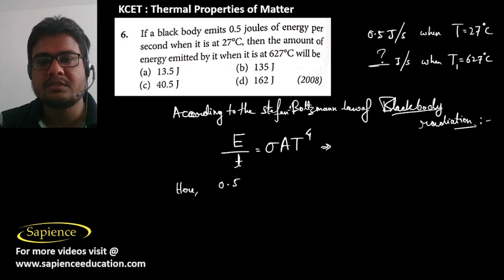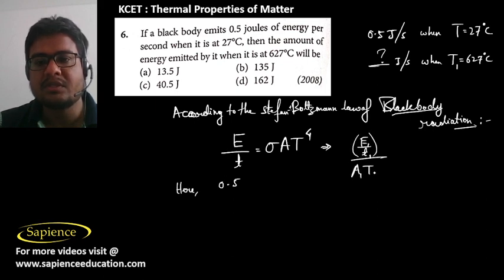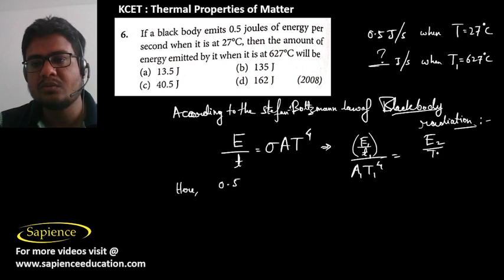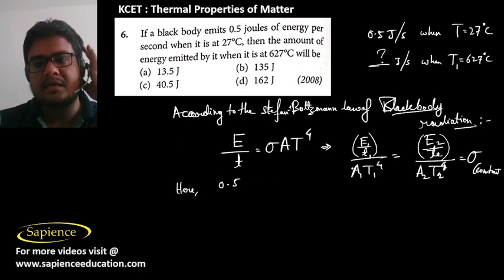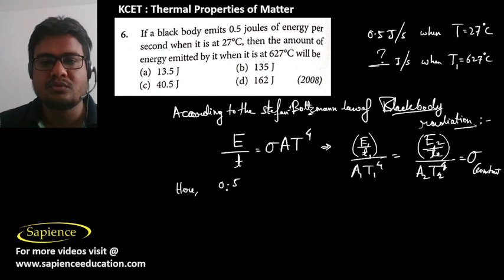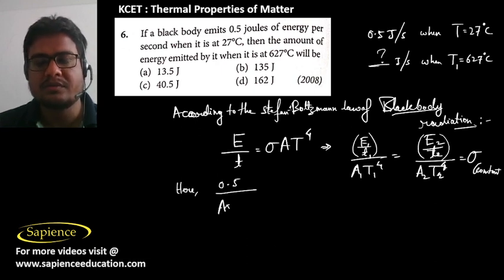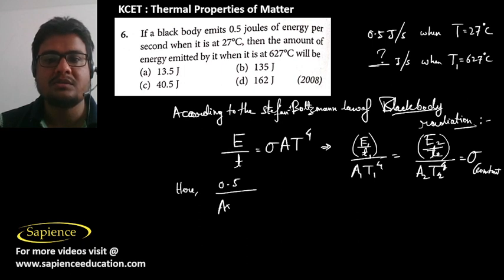So from here we can say that sigma is constant, so E1 by t1 divided by A1 into T1 power 4 will be equal to E2 by t2 divided by A2 into T2 power 4, since that is equal to sigma, which is always constant. Now the area is constant, so that is 0.5 joule per second divided by A. The surface area of the black body will not change, that will be the same.